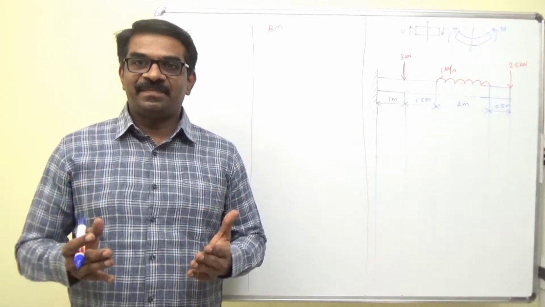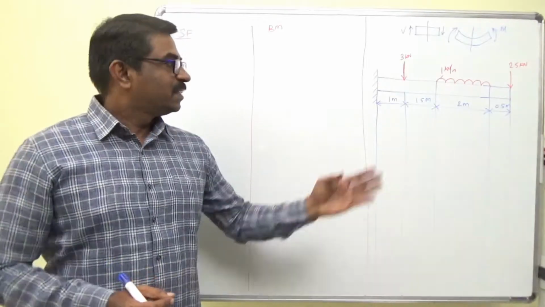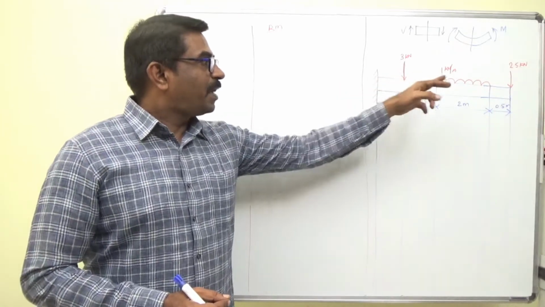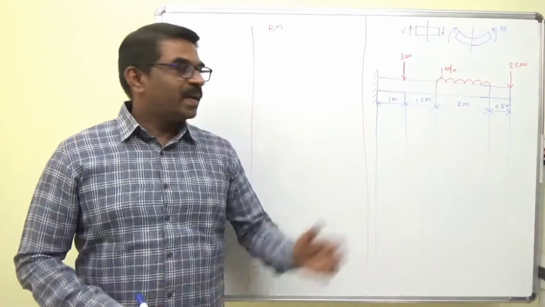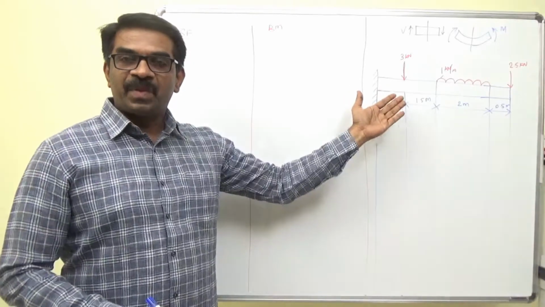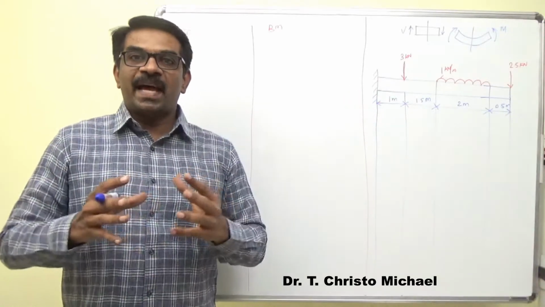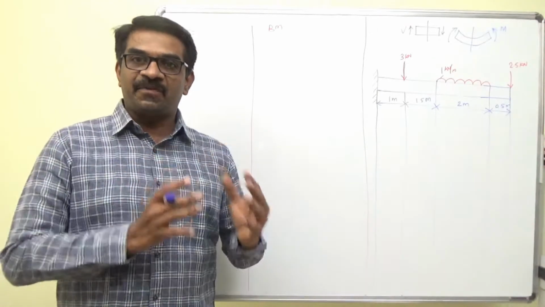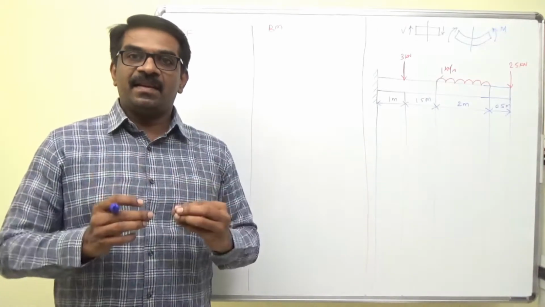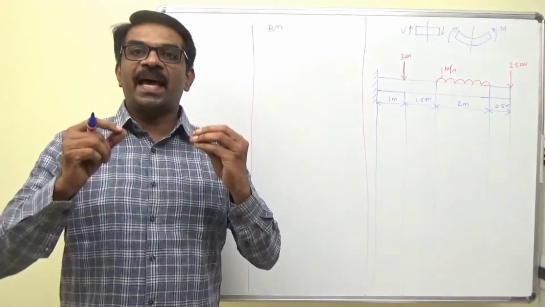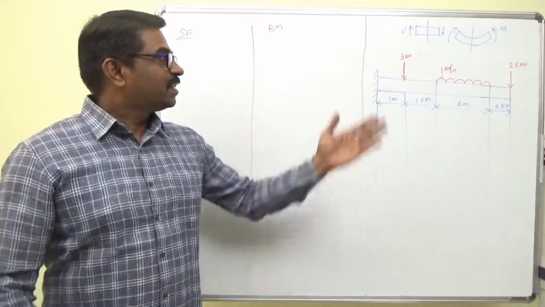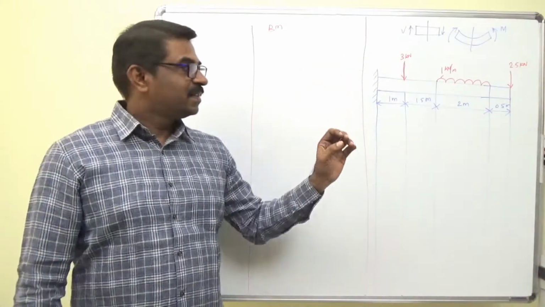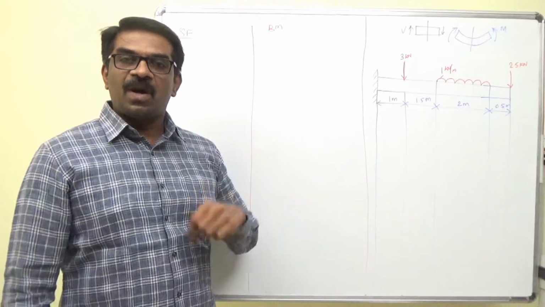Hello friends, now let us solve a cantilever problem which carries point loads and UDL load as given in the figure. We will find shear force and bending moment values at different segments or sections, and then we will draw the shear force and bending moment diagrams. The usual sign conventions are given here. We will follow that.